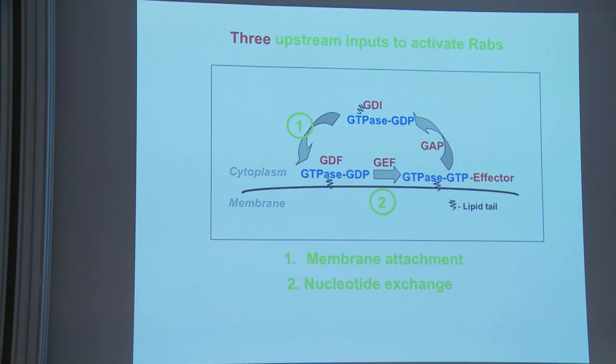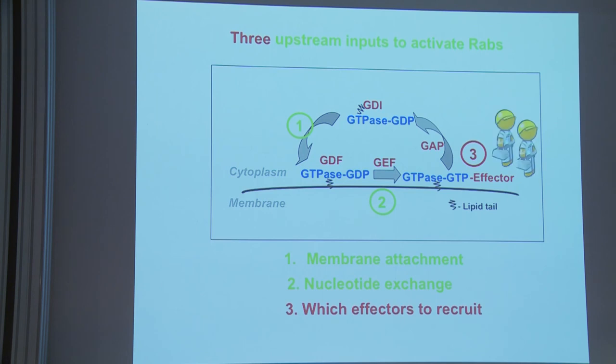But I would like to add that there are actually three inputs. If you think about the possibilities, this system also has to have a way to recruit the right effector to the right module. So the YPT in one module cannot just interact freely with swimming effectors. It has to work in a module. And it's a big question, how does it happen?